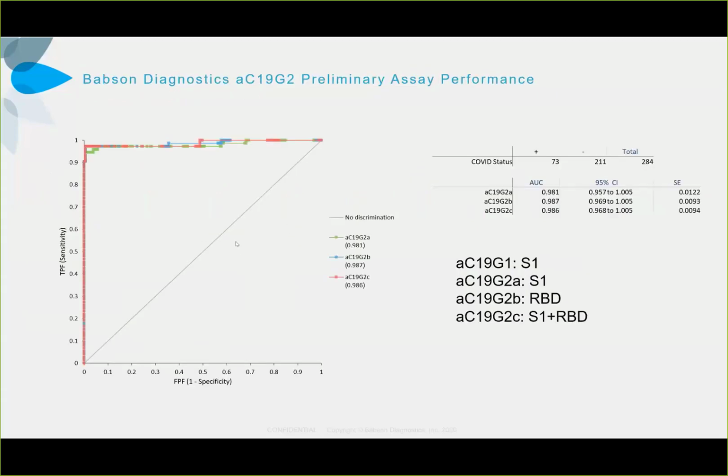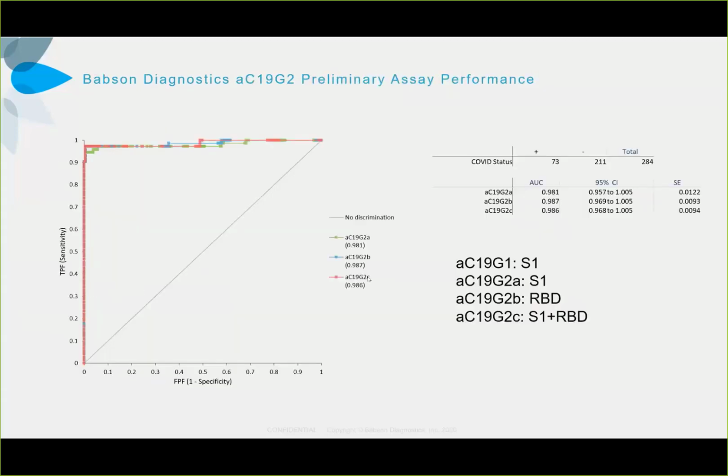We participated in a clinical study based out of a research institution on the East Coast. They evaluated the AC19G1 assay and were gracious enough to allow us to also test our 3 prototypes to help us allow for the best prototype selection in a real-world scenario. Fortunately enough for us, all 3 assays appeared to perform the same. It was a very difficult choice for Babson Diagnostics to move forward with any one of these prototypes. All of them demonstrated close to 100% specificity and upwards of 98 and 99% sensitivity in this patient cohort here.